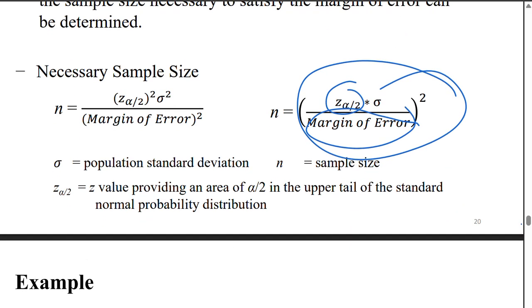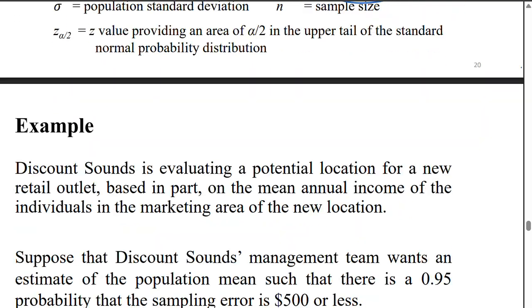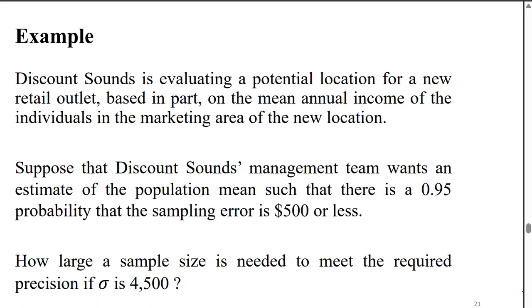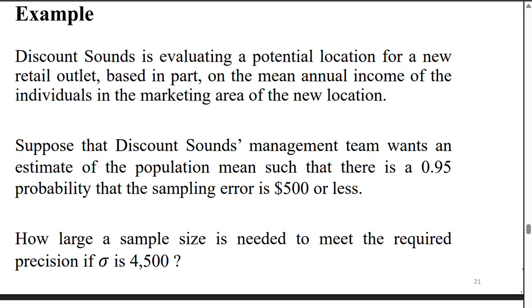Let's look at an example of a scenario where we can calculate the sample size. So Discount Sounds is evaluating a potential location for a new retail outlet, just like we did in the first case, based in part on the mean annual income of the individuals in the marketing area of the new location. Let us see how we can determine the sample size. Suppose that Discount Sounds management team wants an estimate of the population mean such that there is a 0.95, which is 95% confidence level, that the sampling error is 500 or less.